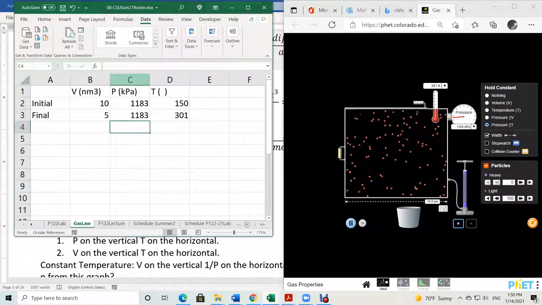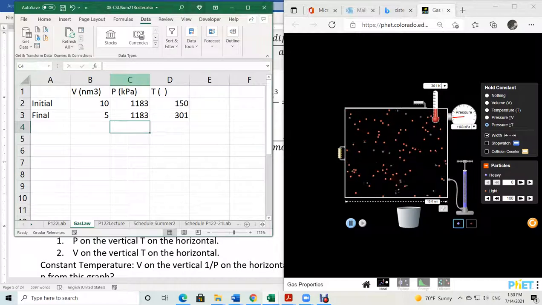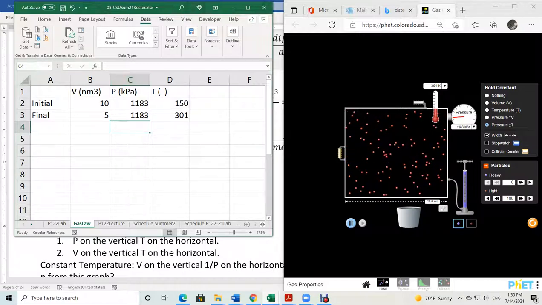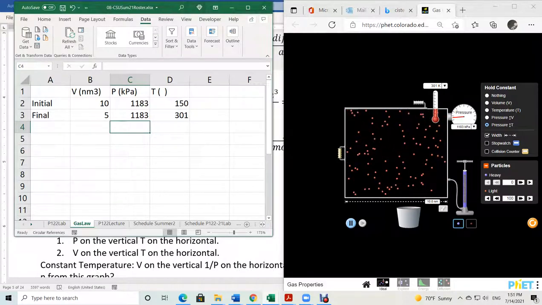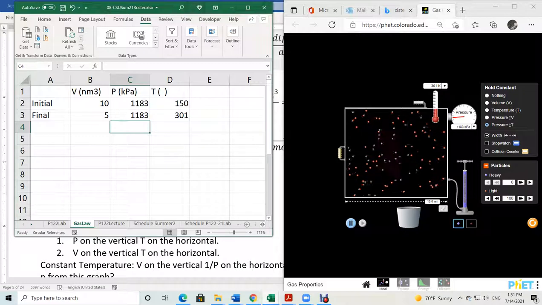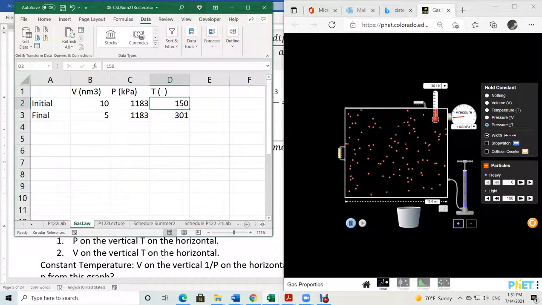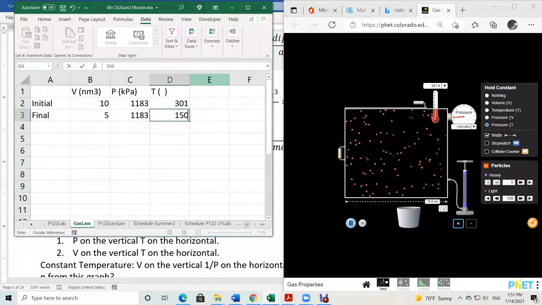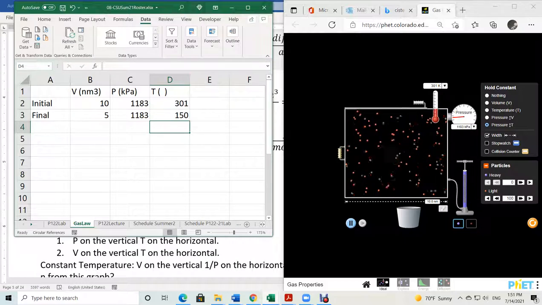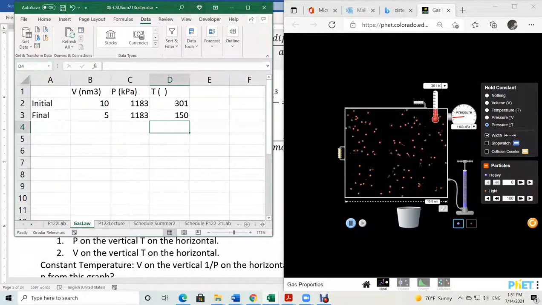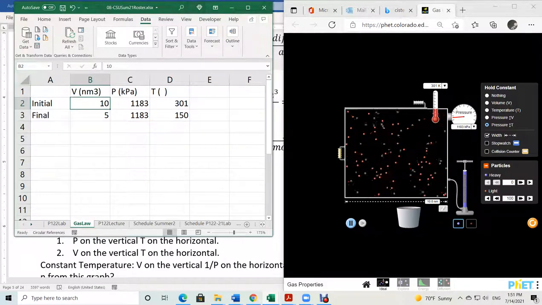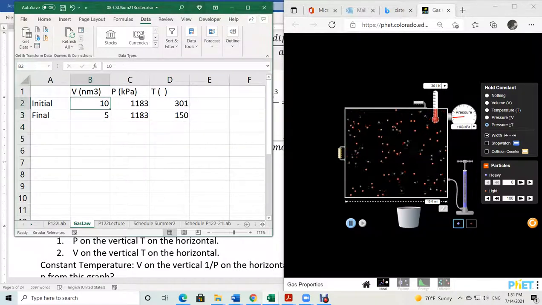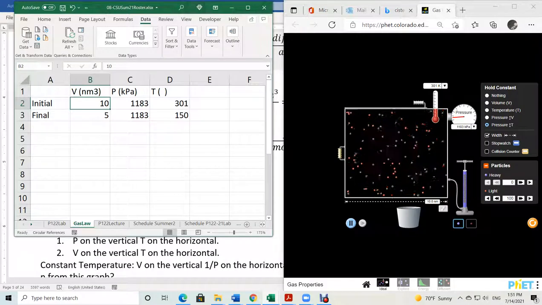Professor, isn't it supposed to be the opposite? What do you mean, the opposite? So it says 10 nanometers is on top. Oh, yeah, that's right. Thank you. Yeah, let's switch. 301 here and 150 here. You put the 10 nanometers first, right? I'd expect him to put the 5 before the 10. Here you go.